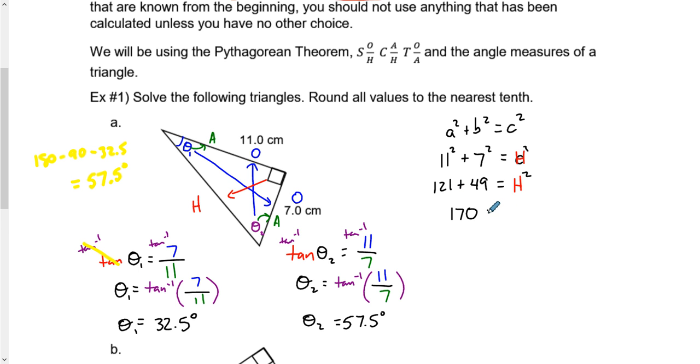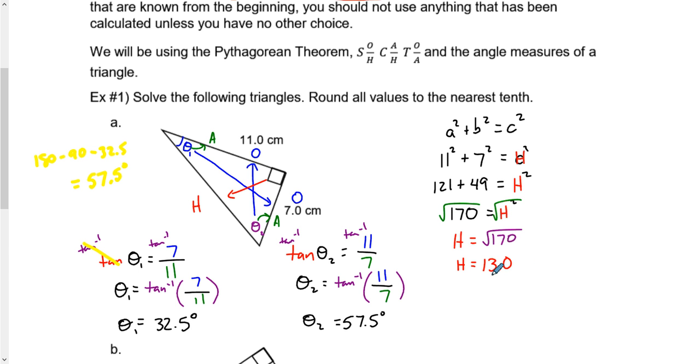121 add 49 is 170. And that would equal our h squared. And finally, to get our h by itself, we take the square root. So h would equal the square root of 170. And the square root of 170 to the nearest tenth would be 13.0.